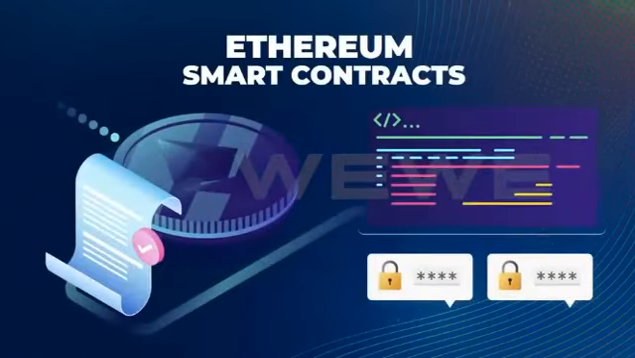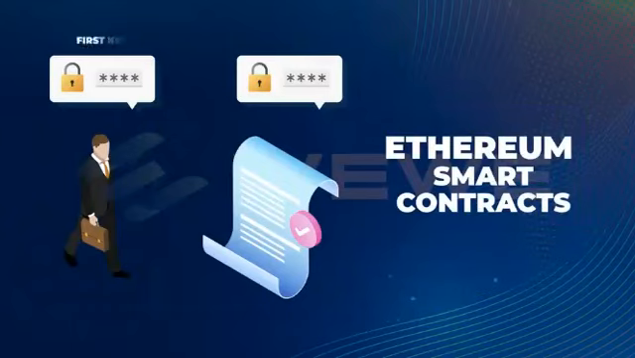Ethereum smart contracts are made up of a contract code and two public keys. The first public key is the one provided by the contract creator. The other key represents the contract itself, acting as a unique digital identifier for each smart contract.